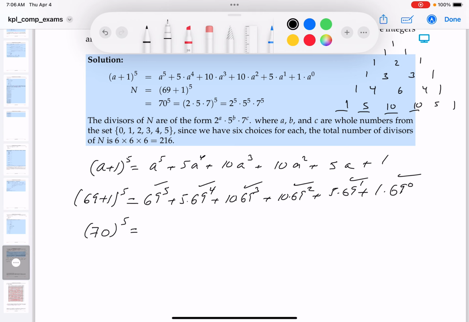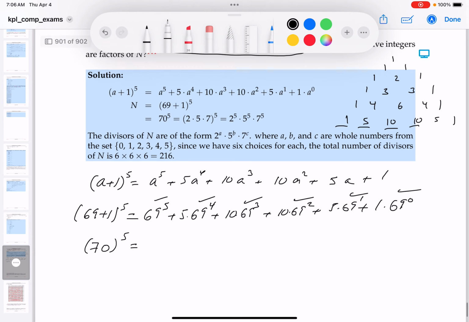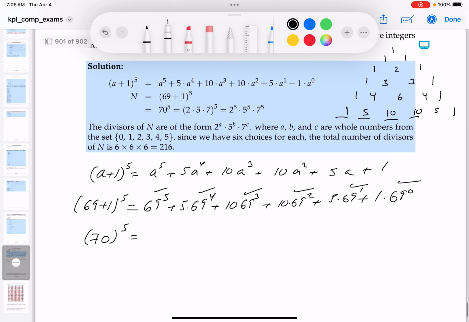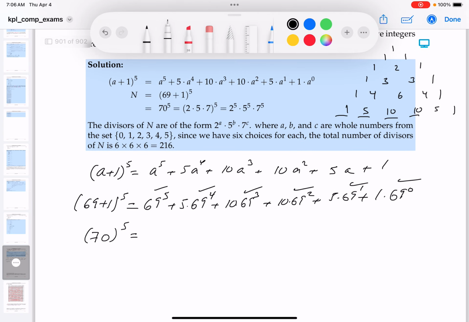All right, now, what's their question? Their question is how many positive integers are factors of that? So they're really asking for the number of divisors. So I look at the number 70: divide by 2, that would be 35, divide by 5, and that would be 7. So I get 2, 5, and 7, and then I get it to the 5th power. That's 2 to the 5th, 5 to the 5th, and 7 to the 5th.